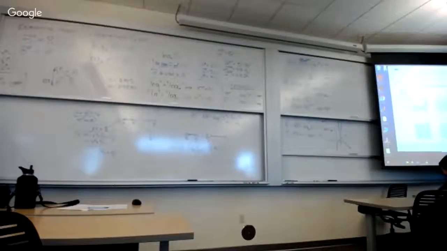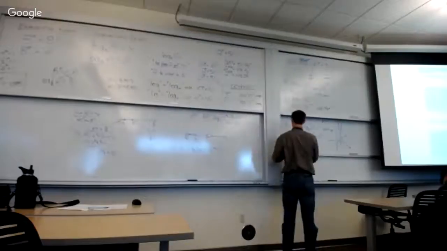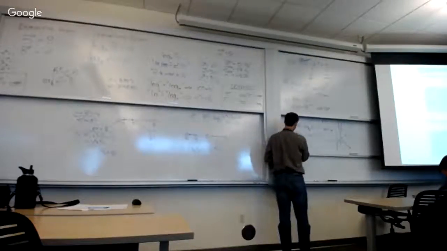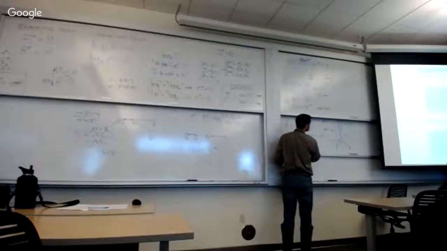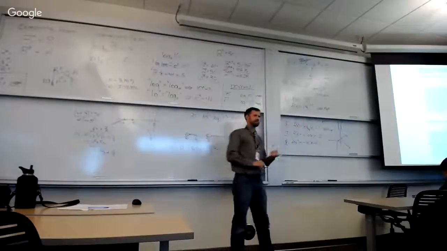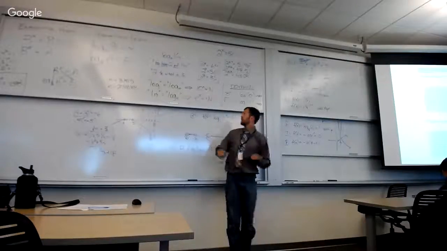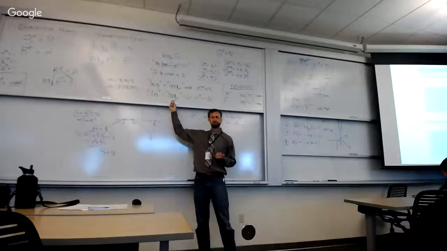Ooh, the last one's a good one. How about this last one? Now, folks, this last one says negative ln of 8 minus x. So let's say a few things about that. What's the definition of ln? Log base e.